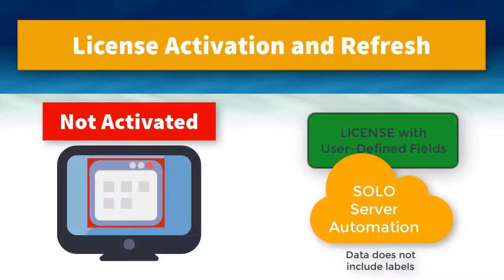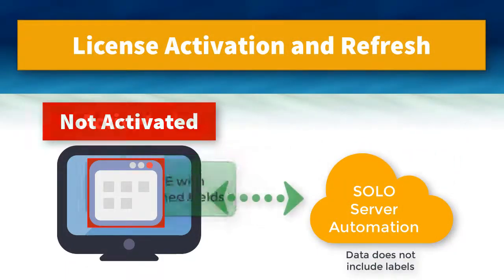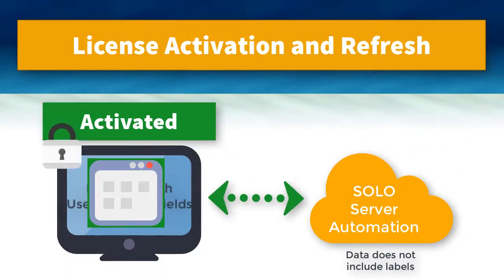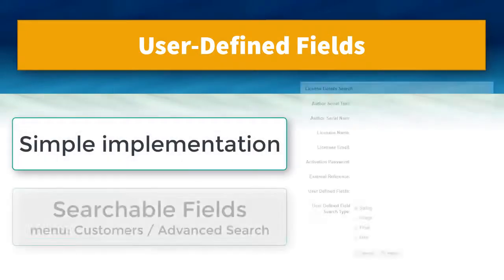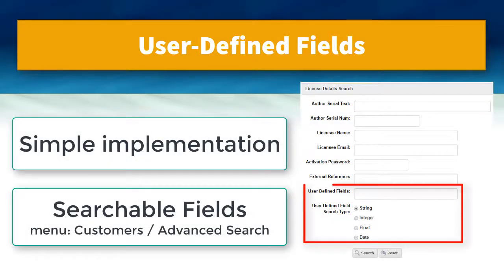All the data in these user-defined fields will be sent down to your software during both the initial license activation and any subsequent license refreshes. The User-Defined Fields tab may provide the simplest implementation and has the extra benefit of being able to search these fields for specific values.